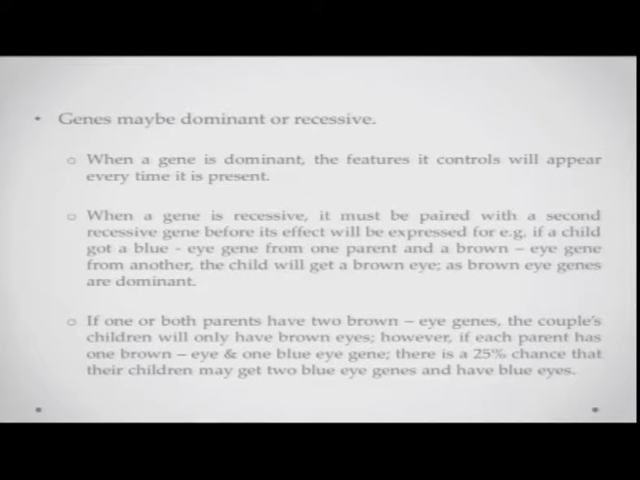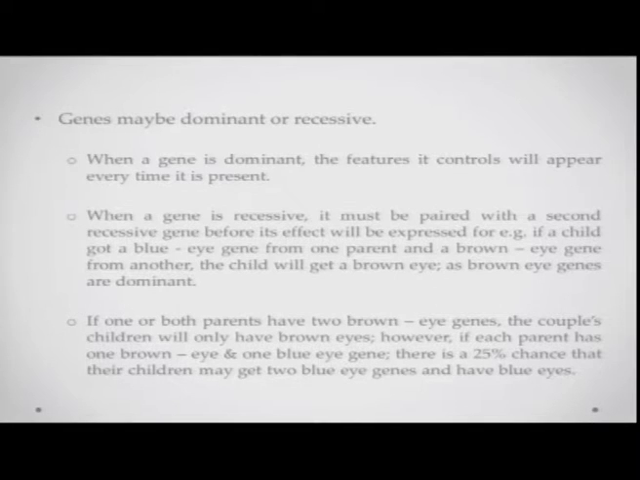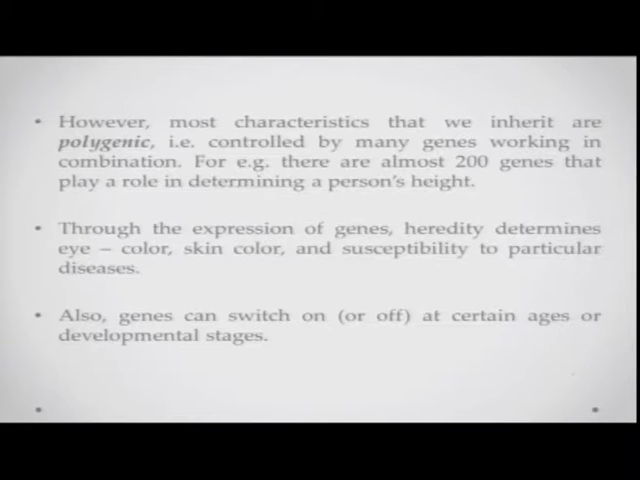Now if one or both parents have brown eyes, the couple's children will only have brown eyes if the parents carry only brown eye genes. Now if each parent has one brown and one blue eye gene, then what is the child getting? The child is getting probably one blue eye gene, one brown eye gene, or a permutation of that. There is therefore a 25% chance that the child gets both blue eye genes and ends up having eyes of blue color. Okay, so that's how this dominant and recessive aspect of genes works.